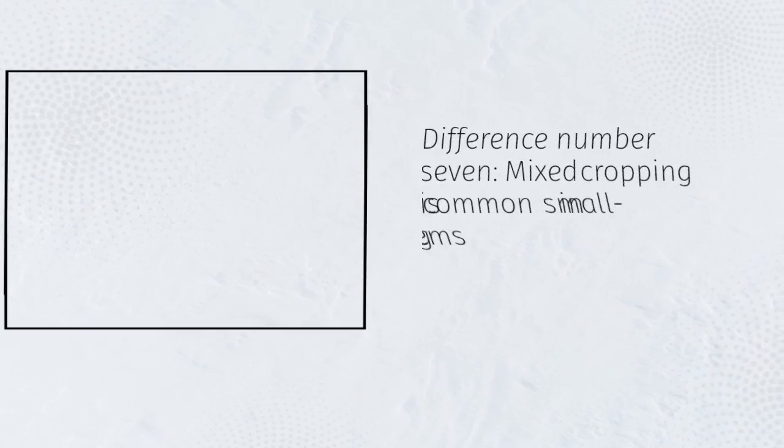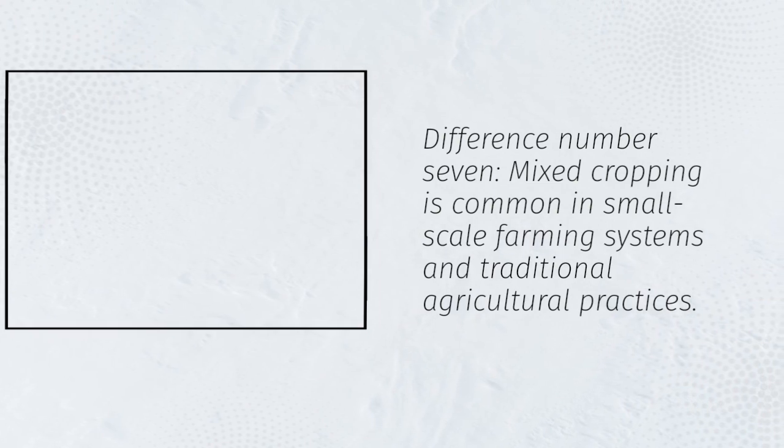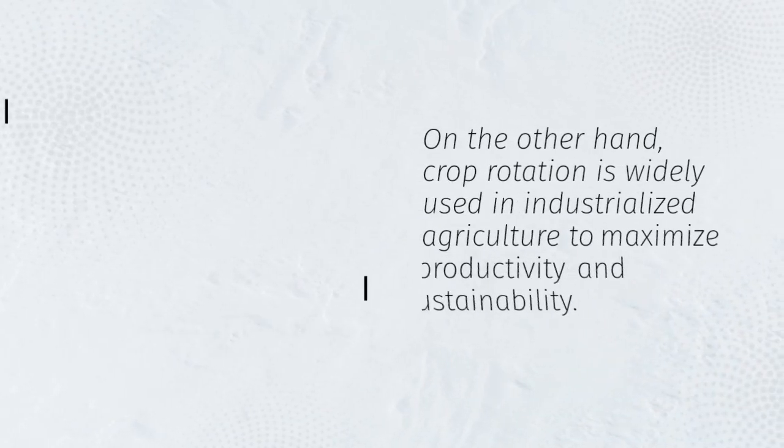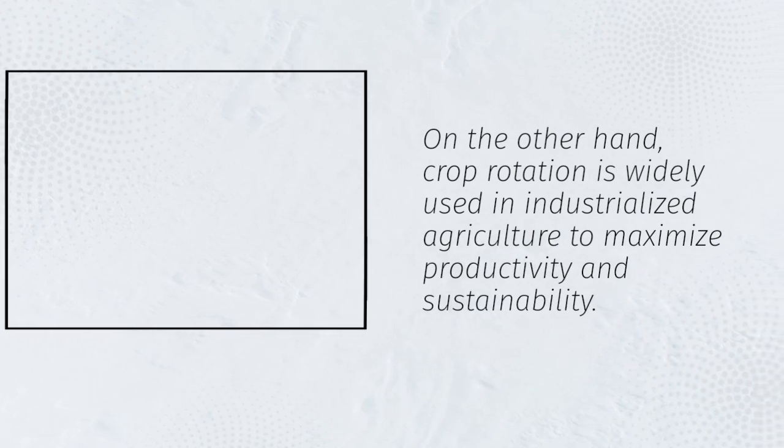Difference number 7. Mixed cropping is common in small-scale farming systems and traditional agricultural practices. On the other hand, crop rotation is widely used in industrialized agriculture to maximize productivity and sustainability.